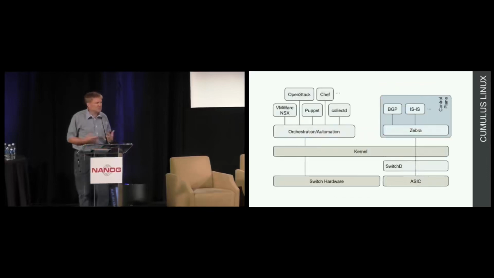Cumulus Linux, of course, is a commercial version. It's commercial/open source. Almost everything in Cumulus Linux is downloadable off of GitHub except switchd, so you have to buy switchd from Cumulus, but pretty much everything else is out there. They have a slightly different architecture in that they're very focused on orchestration and automation. So they have an entire piece around orchestration and automation that integrates VMware NSX, OpenStack, Chef, Puppet, collectd, and all these other ways of getting into the system.